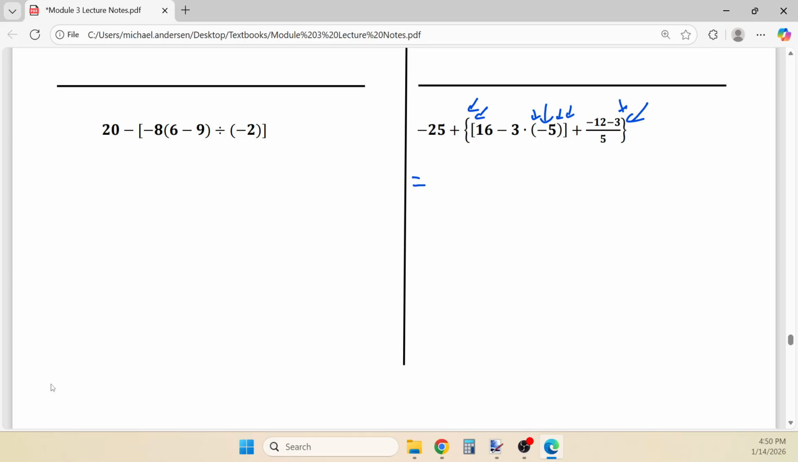It's just a -5, but now I'm going to multiply it by -3, so I get -25 plus, here's my grouping symbol, here's my next grouping symbol, 16. I'm doing this first because I check this parenthesis, there's nothing in it, so I go out to the next set of parentheses, which is this one. And I see that there's a multiplication and a subtraction, so multiplication comes first. -3 times -5 is +15.